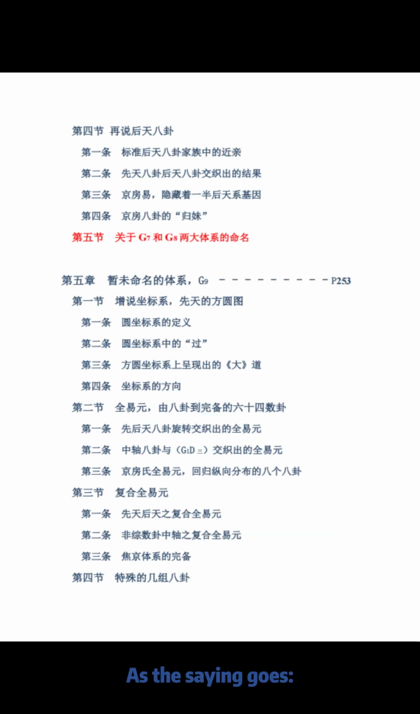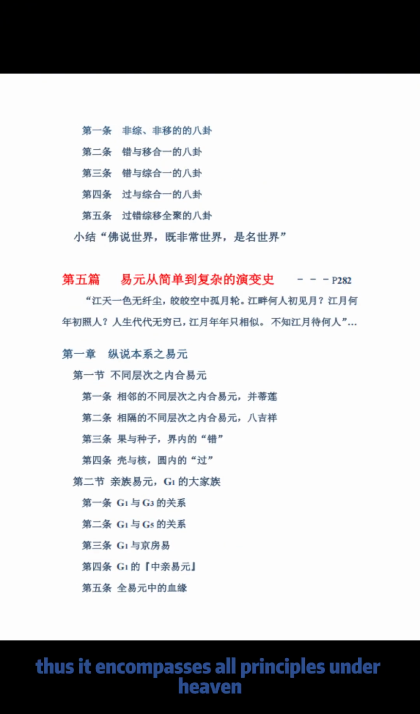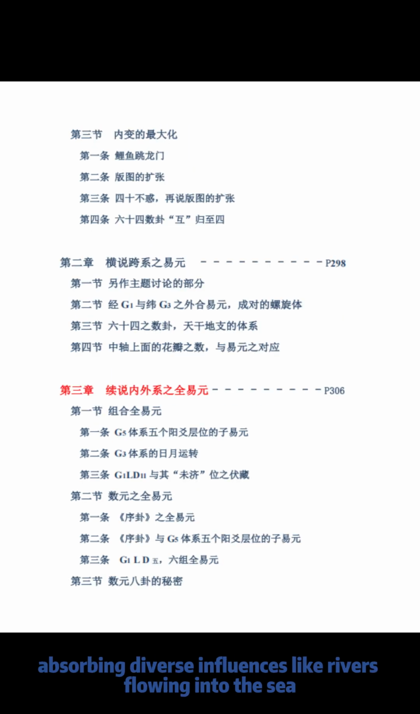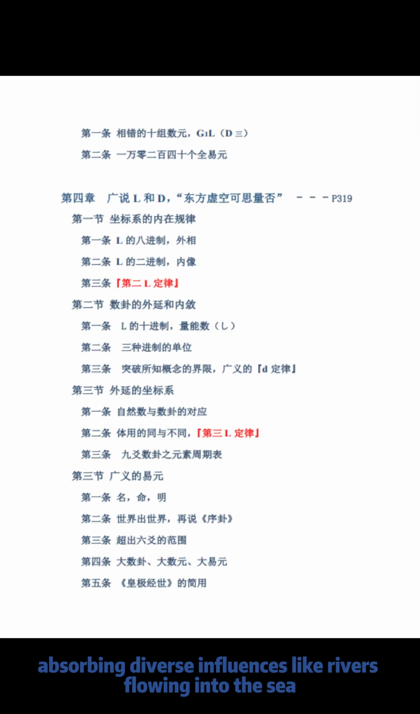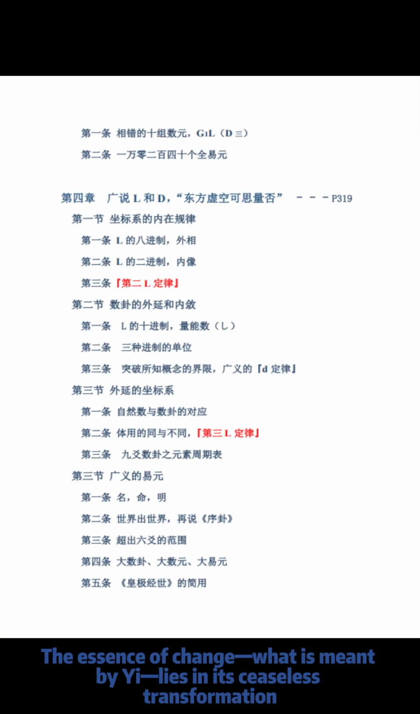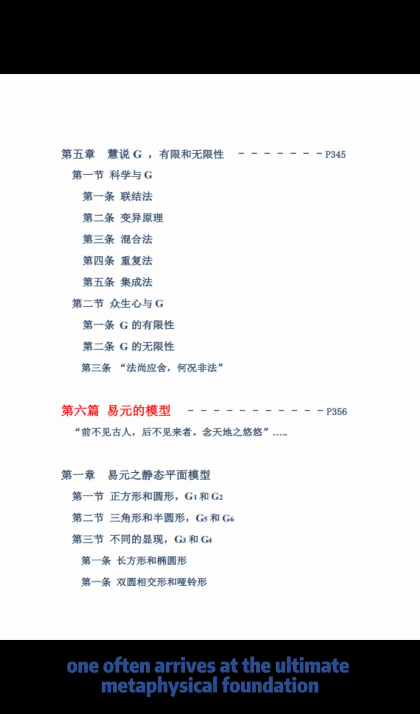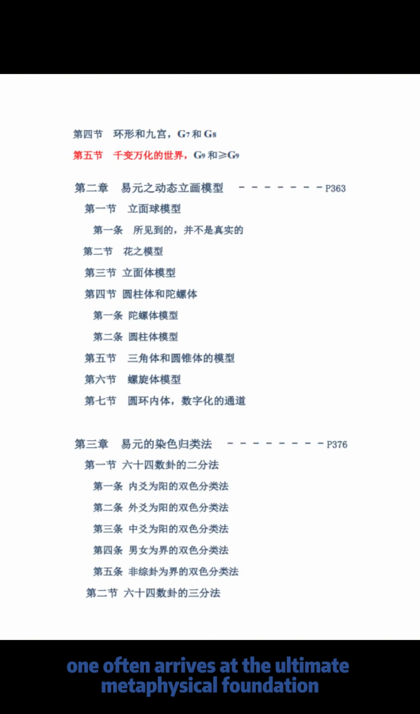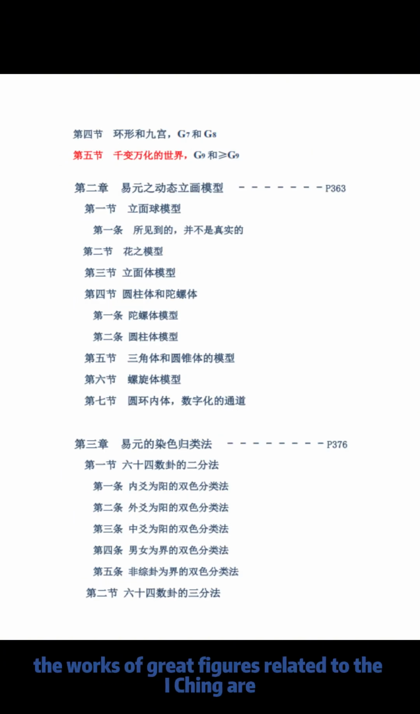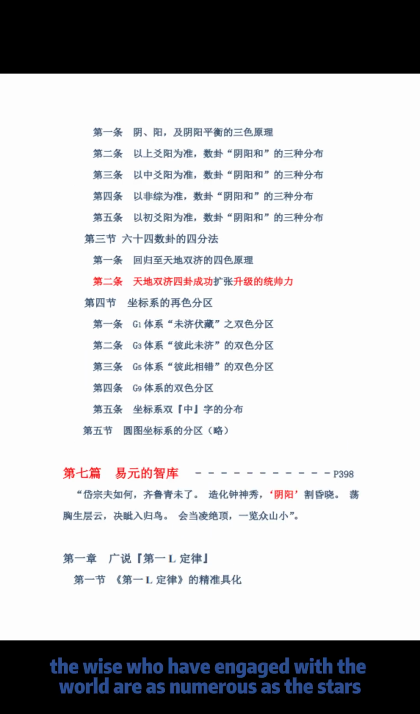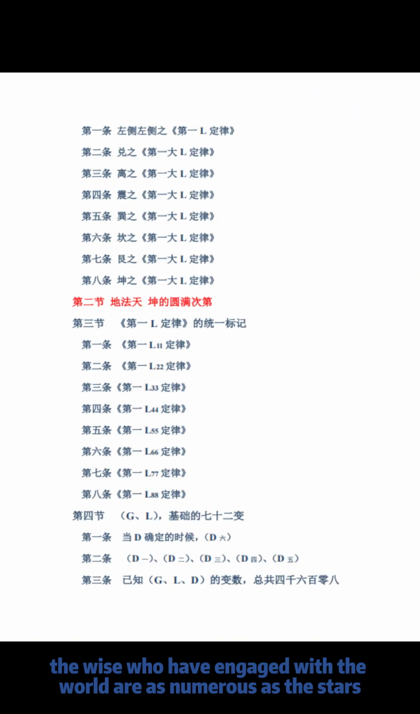As the saying goes, the I Ching mirrors heaven and earth, thus it encompasses all principles under heaven. China's cultural heritage has been passed down through the ages, absorbing diverse influences like rivers flowing into the sea. The essence of change, what is meant by Yi, lies in its ceaseless transformation. Tracing it back to its roots, one often arrives at the ultimate metaphysical foundation. Throughout their dynasties, the works of great figures related to the I Ching are, in terms of sheer quantity, beyond count. Likewise, the wise who have engaged with the world are as numerous as the stars.